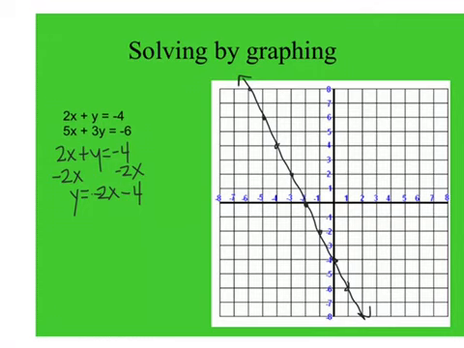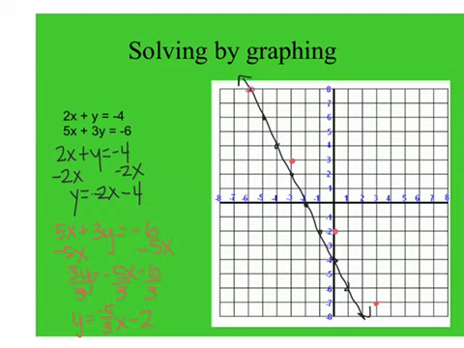I can do the same idea with the second equation: 5x plus 3y equals negative 6. Subtract 5x, so I get 3y equals negative 5x minus 6. Divide everything by 3. So y is going to equal negative 5 over 3 x minus 2. So I'm starting at negative 2, and I'm going to go down 5 over 3. Then I have to go the opposite direction, over 3, and then up 5 over 3.